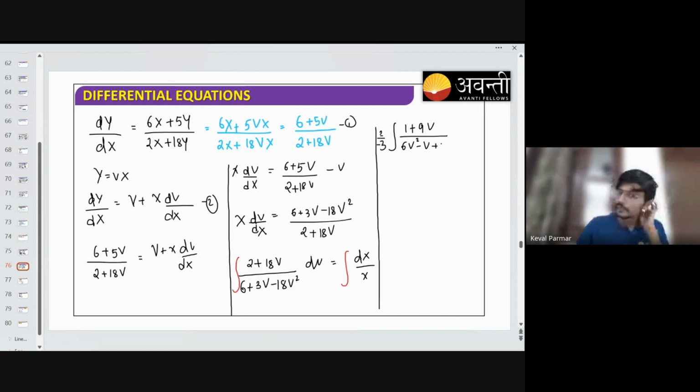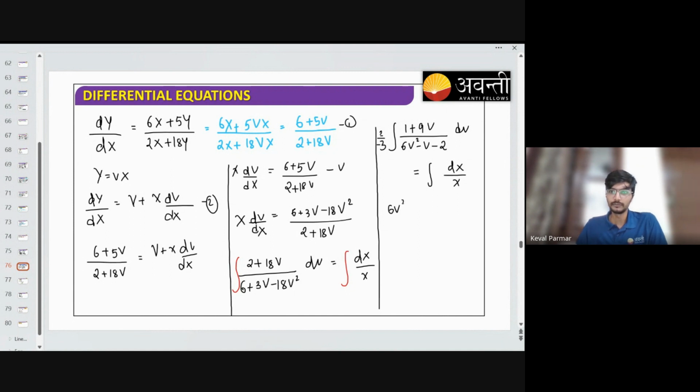So 6v square minus v minus 2 dv is equal to the integration of dx over x. Now, how do we integrate this? Again, we have to use the linear upon quadratic form. Is the denominator factorizable? 4 times 3 is 12, minus 4 plus 3. We can factorize the denominator.